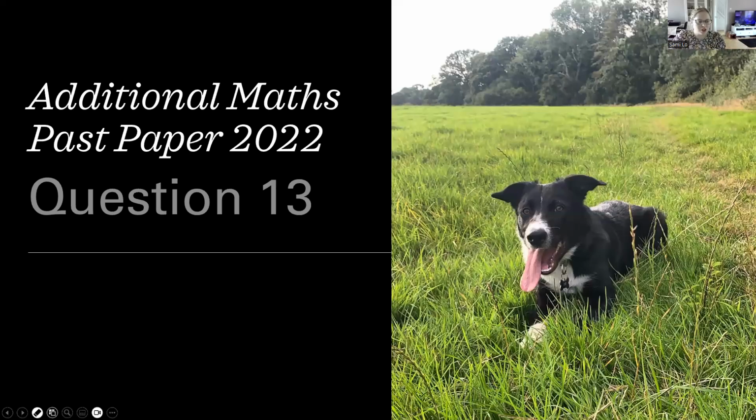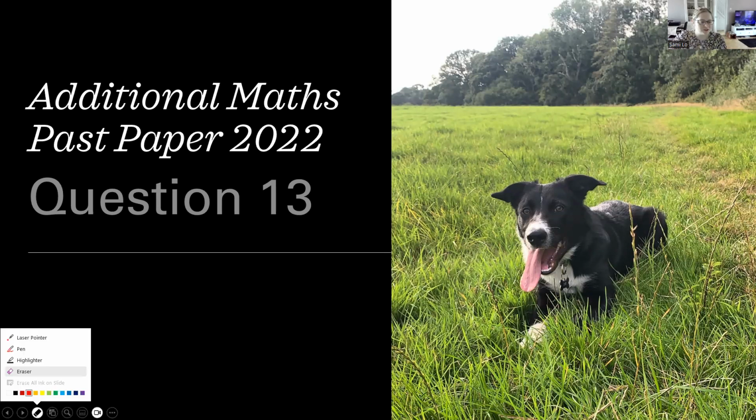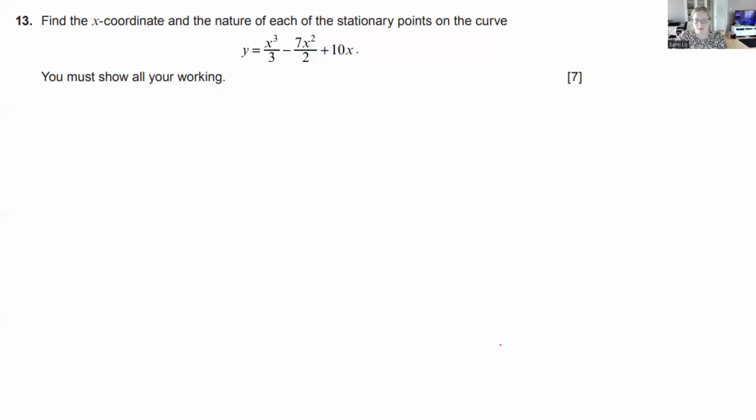Okay, we're at question 13 of the additional maths paper. In this question, we are going to be finding the nature of the points of the curve, and we're also going to be finding, firstly, the gradient of each point as well. So to find the gradient, we are going to differentiate, dy by dx. And this is every single time, okay?